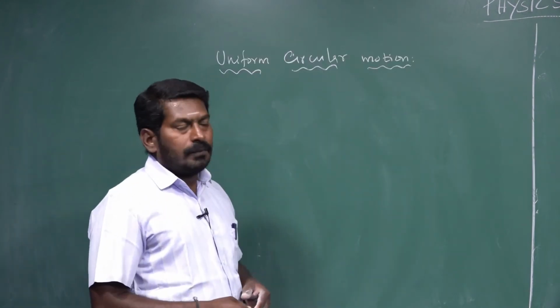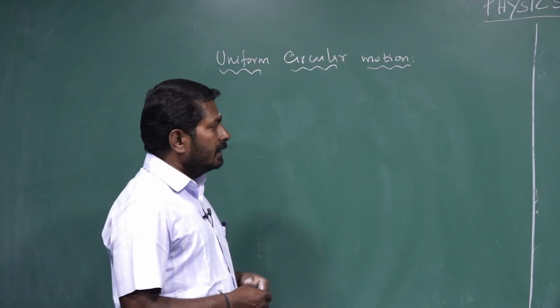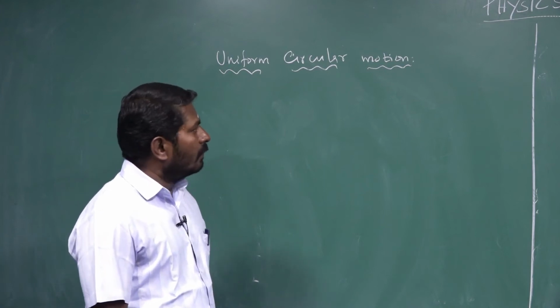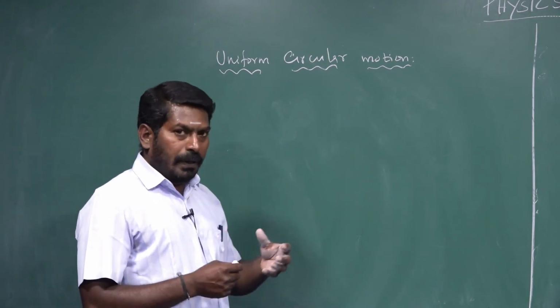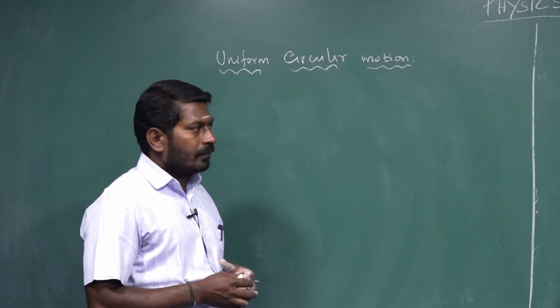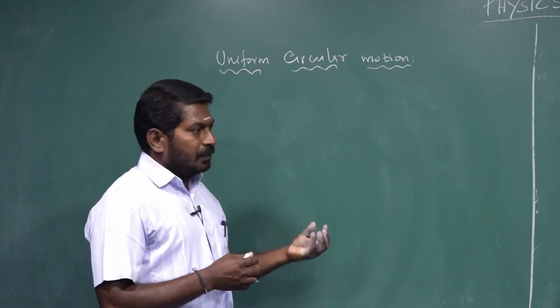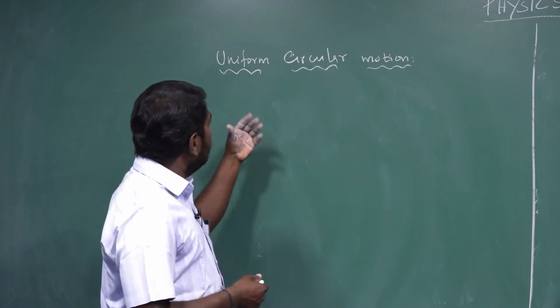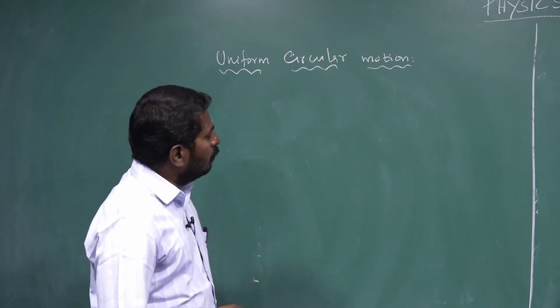So dear students, in our syllabus, next we are going to see uniform circular motion. Generally, if a point object moves in a circular path, it will experience tangential acceleration. See the uniform circular motion.